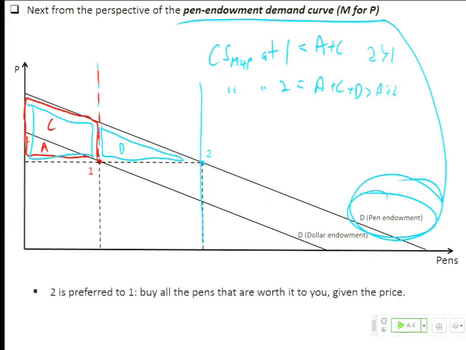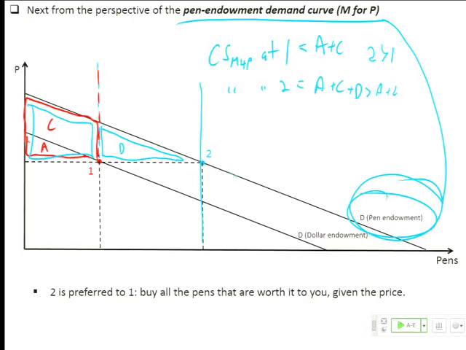Why? Because the rule of thumb here is buy all the pens that are worth it for you, given the price. So the bottom line is if you're pen-endowed, and so you have the higher demand curve, it's not about one day versus the next day. Someone called me out on that. It's about whether I can change your reference point to that of a pen-endowed person, so your reference point is that you have a bunch of pens.